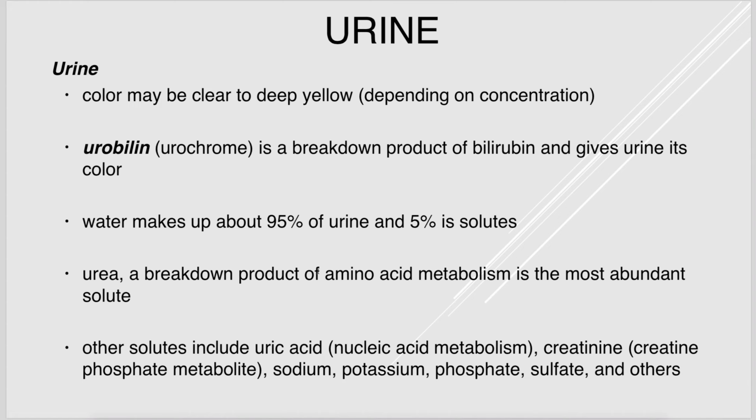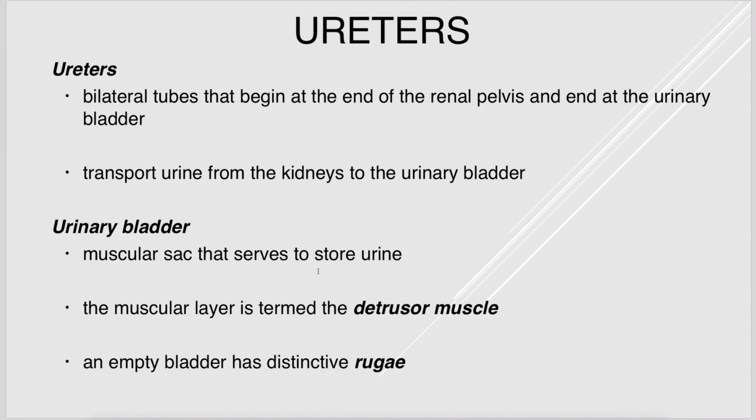So urine. Obviously the color of urine depends on a lot of things. The yellow color is due to urobilin, which is a breakdown product of bilirubin. Most of urine, of course, is water. That's going to vary a little bit. The most abundant solute in that water solvent is urea, but there's lots of other things in there also.